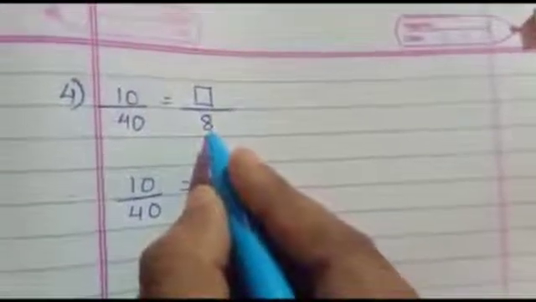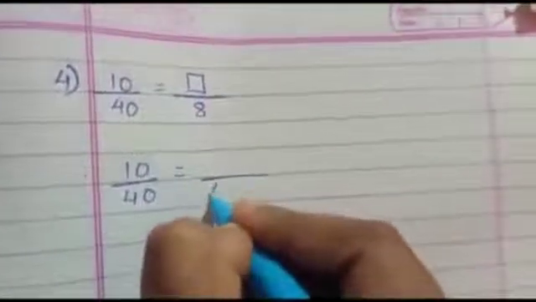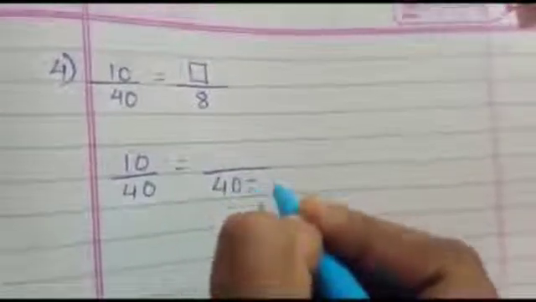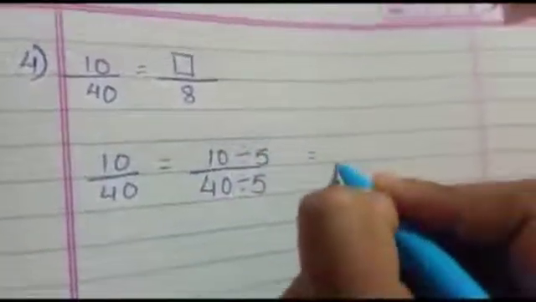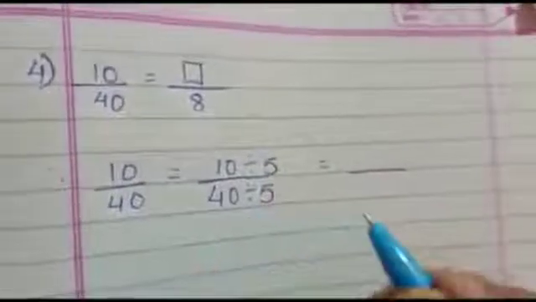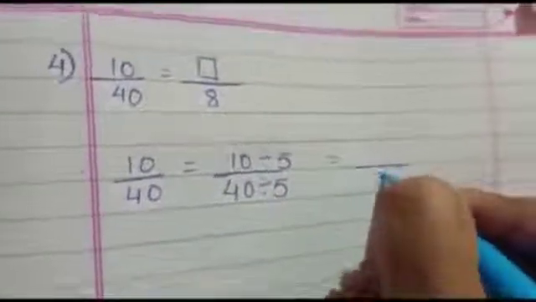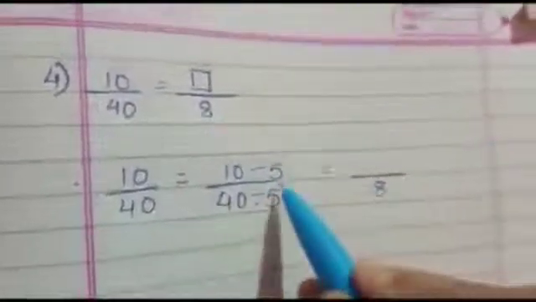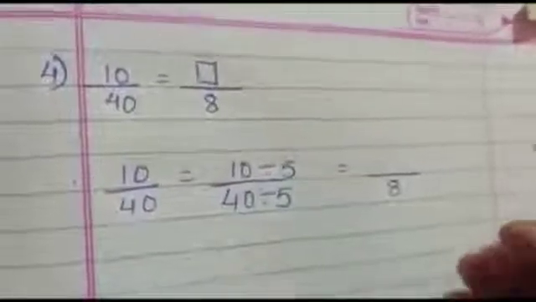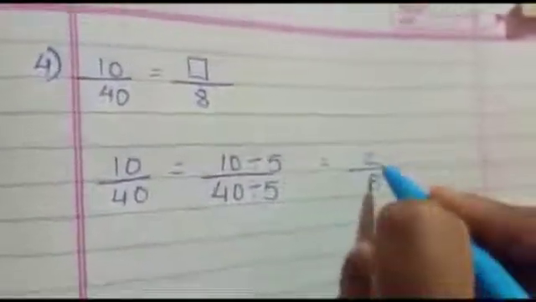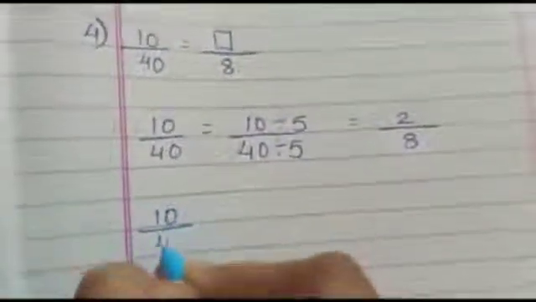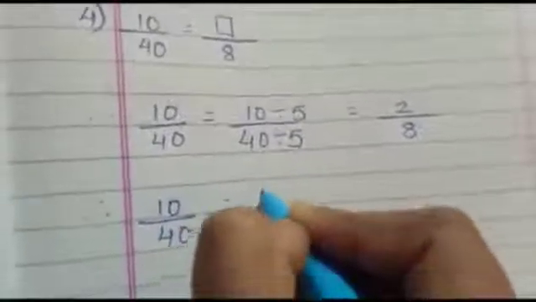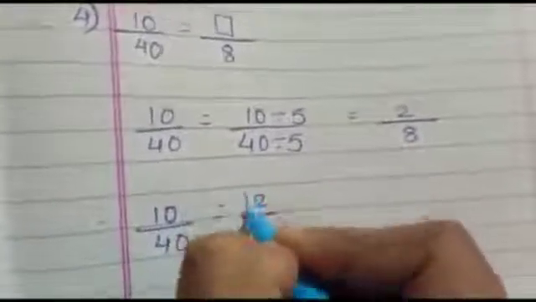5 8's are 40, right? So you will do 40 divided by 5, and here you will take 10 divided by 5. What answer will you get? 5 के टेबल में 40 आता है. How many is it? 5 8's are 40. This 8 you got. 5 के टेबल में 10 आता है. How many is it? 5 2's are 10. So the answer is 2. Therefore, 10 upon 40 is equal to 2 upon 8.